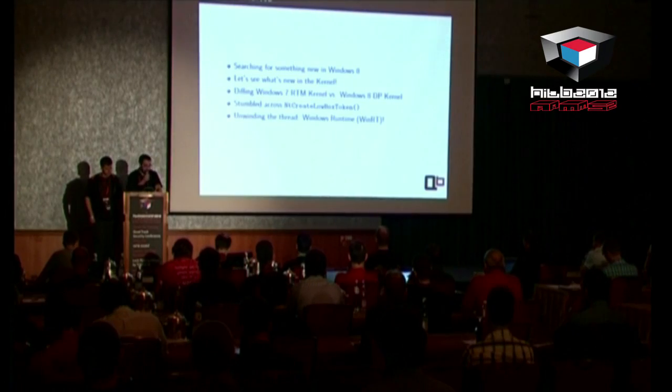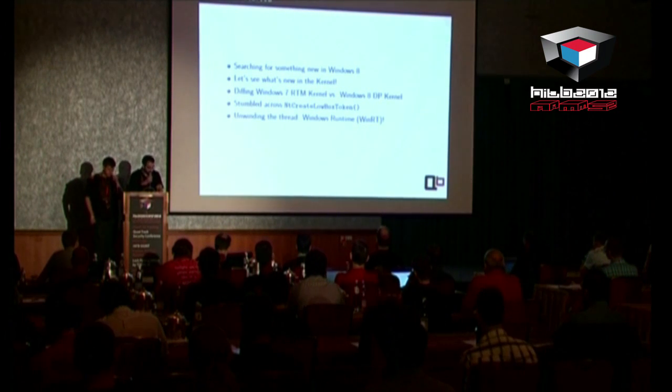So at first we were searching for something new in Windows 8, and we said, let's see what's new in the Windows 8 kernel. So we simply diffed the Windows 7 RTM kernel and the Windows 8 developer preview kernel, and we stumbled across a function which was interesting just by its name, and its name is NtCreateLowBoxToken.